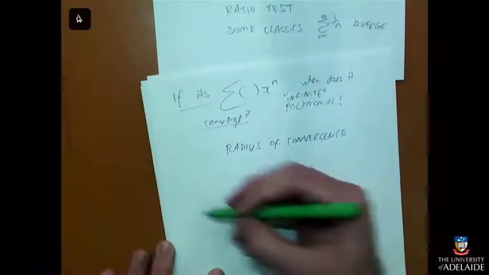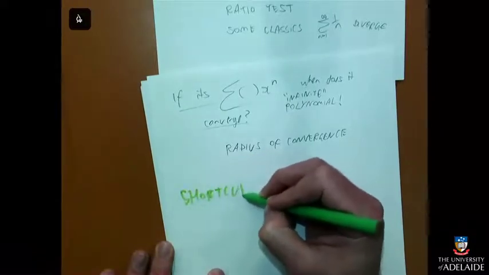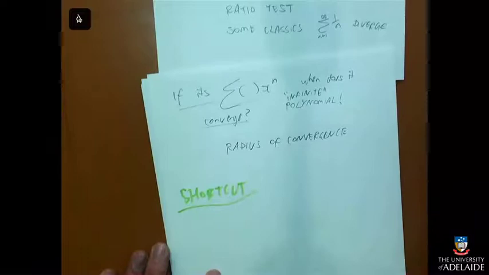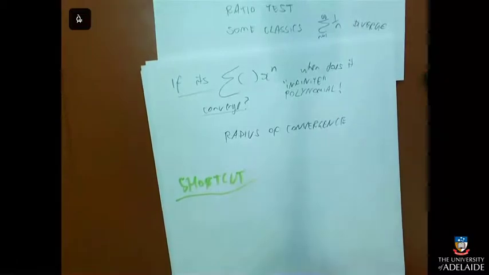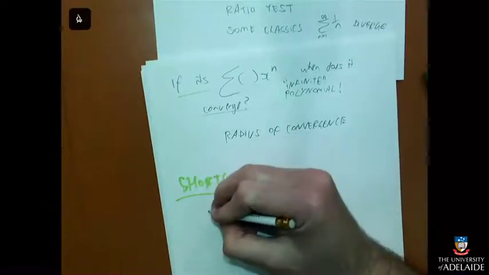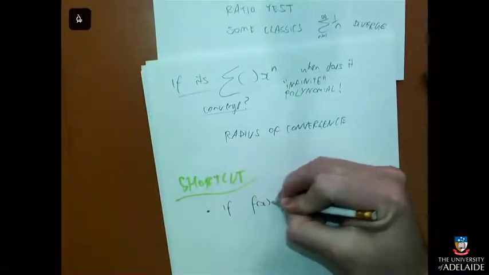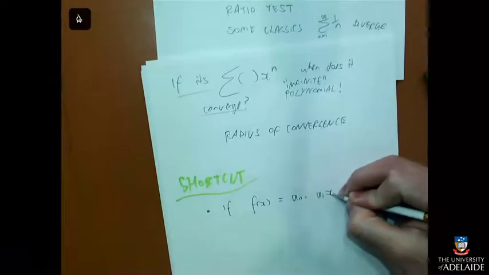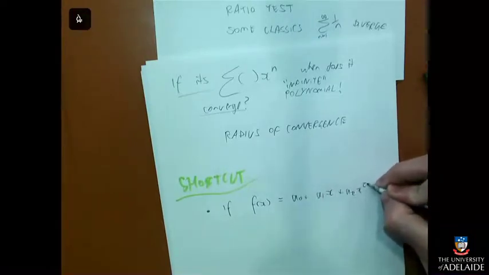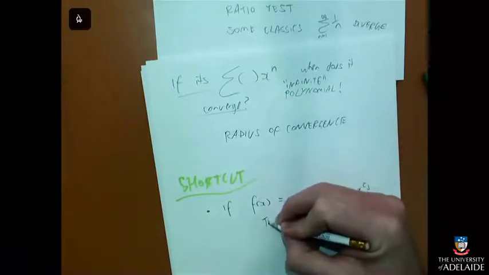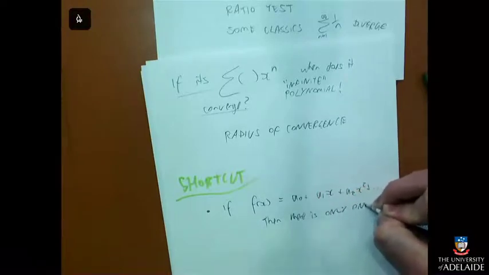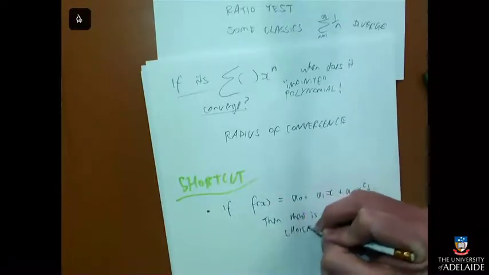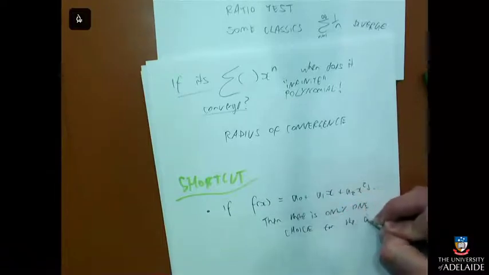Here we go. Here's my shortcut. So the shortcut is based on two things. If some function is equal to a0 plus a1x plus a2x squared plus blah, blah, blah, then there is only one choice for the a's.